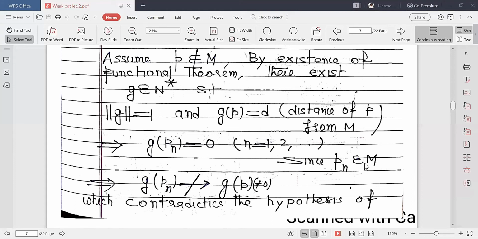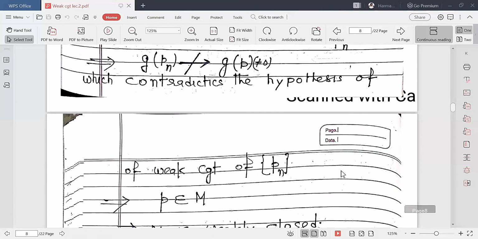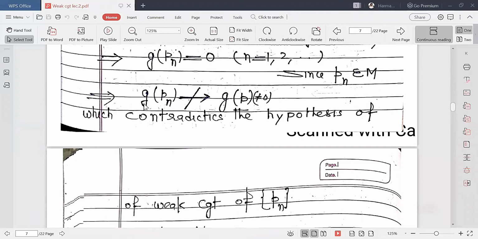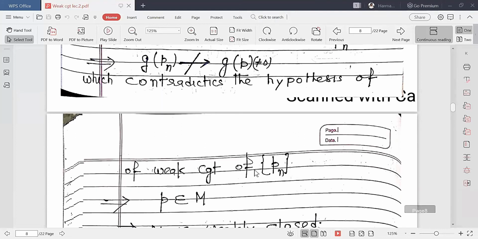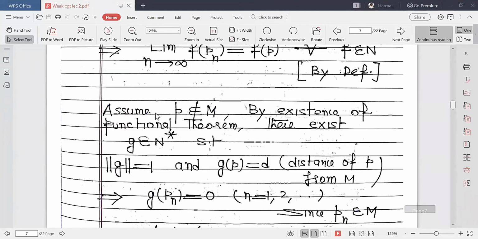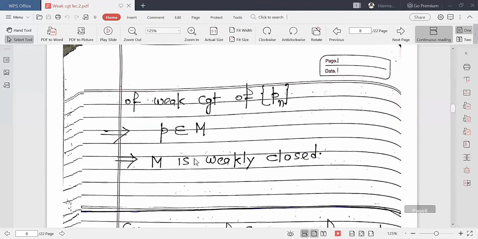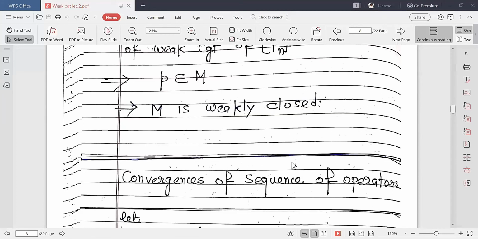Why 0? Because Pn belongs to M, and Pn belonging to M means the distance is 0, while P does not belong to M, so the distance is non-zero. So G of Pn does not approach G of P, which contradicts the hypothesis of weak convergence. In weak convergence, for every functional G, G of Pn should approach G of P. But here it does not approach G of P, which contradicts the hypothesis of weak convergence of Pn. So what we assumed is not right. We assumed P does not belong to M, which is a contradiction. Our supposition is wrong, so P belongs to M. If P belongs to M, then M is weakly closed. That proves this result.